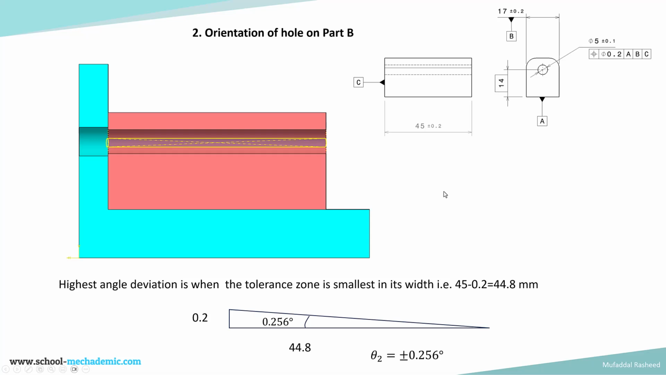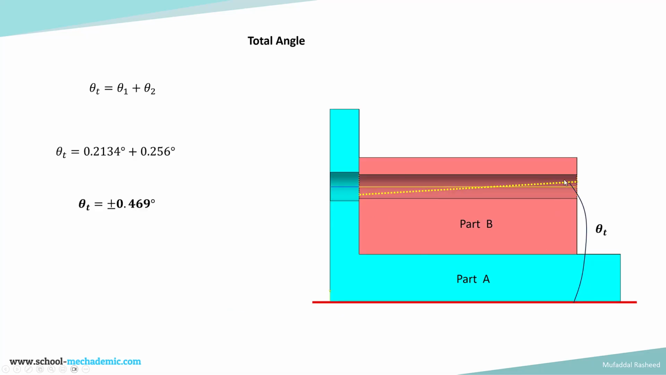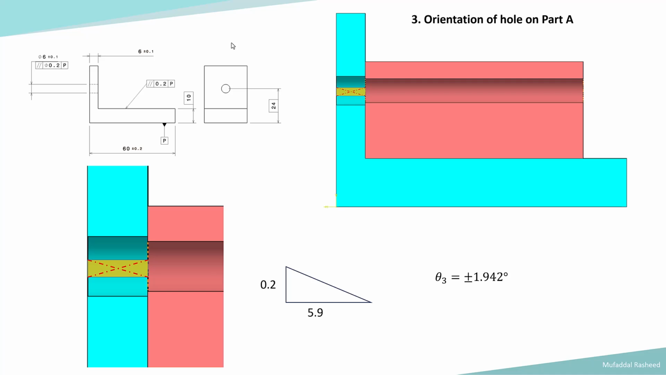Now the next step is to calculate the total angle. So we are considering the master reference as the base surface of part A, and from that the angular deviation of the axis of the hole will be addition of theta 1 and theta 2. So theta 1 is 0.2134 and theta 2 is 0.256. So theta t, that is total angle deviation, will be plus or minus 0.469 degrees. So we have calculated the total angular deviation which can occur for the long hole.